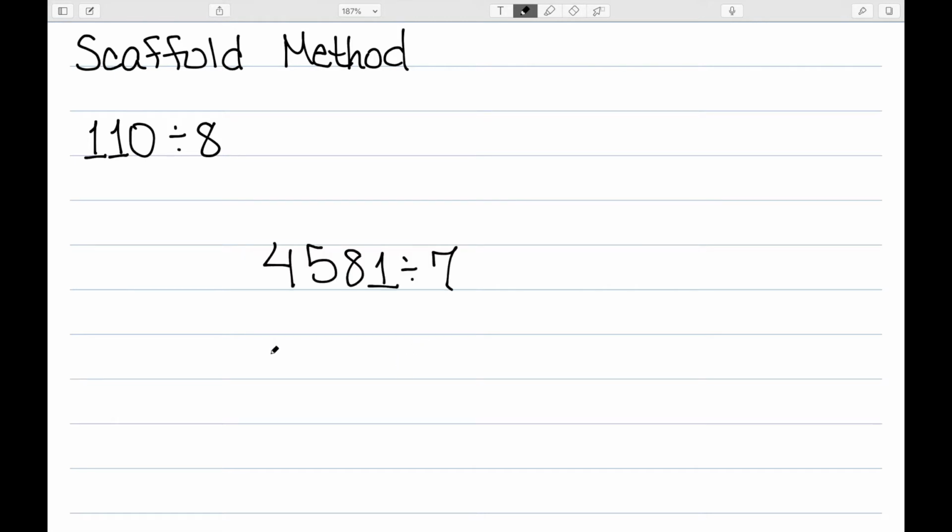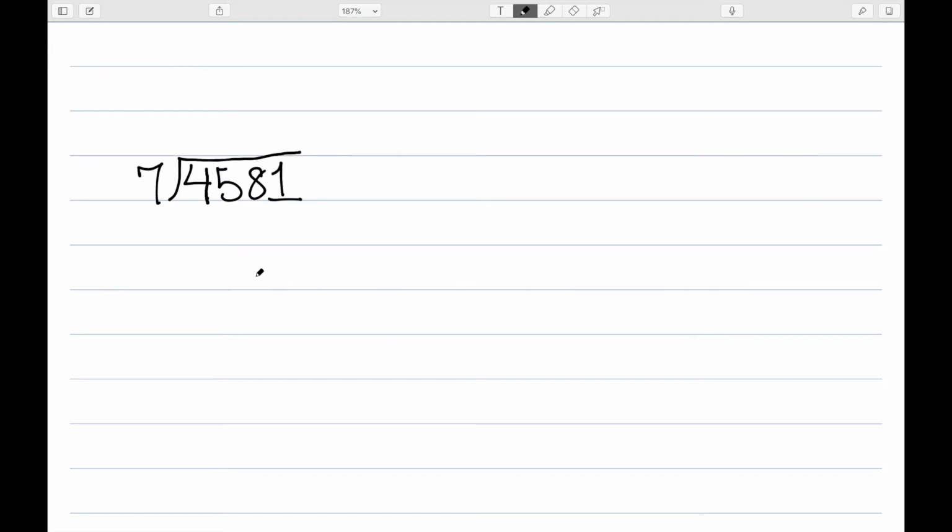In order to explain this method, I'm going to do 4,581 divided by 7. We start by setting it up the same way we do long division. We put 4,581 underneath the division symbol, 7 on the outside to the left. In order to understand this method and why it works, let's think about division in terms of how many groups. So 4,581 divided by 7 is the largest whole number of 7s in 4,581.